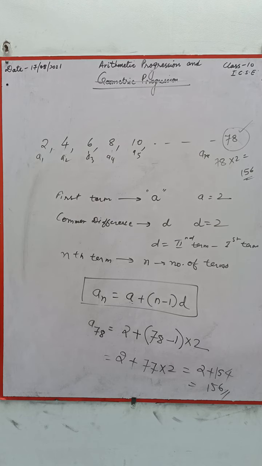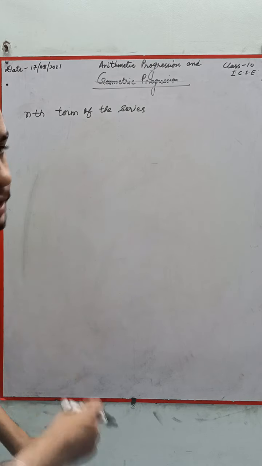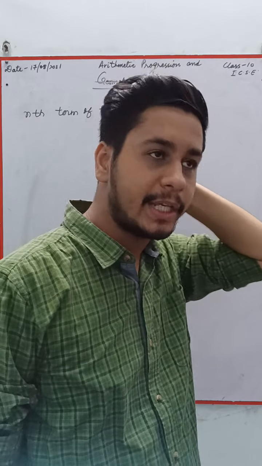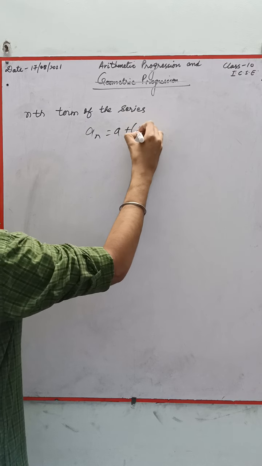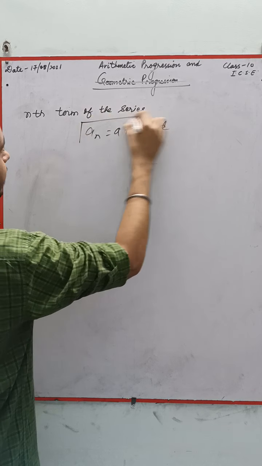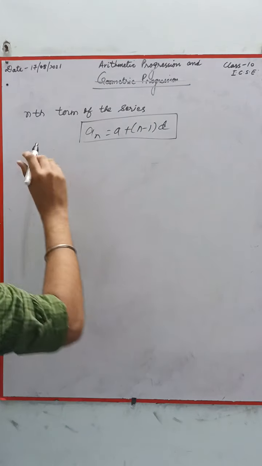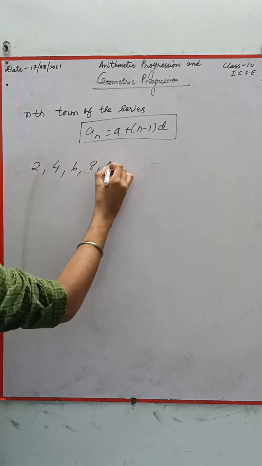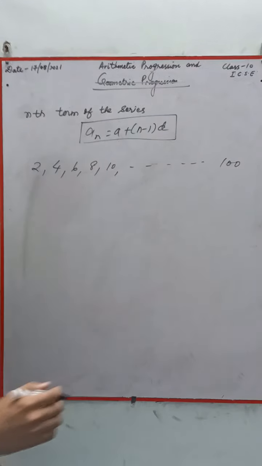Okay, so summing up, the nth term of the series, an, is equal to a plus n minus 1 into d. This is the formula for finding the nth term of the series. Now say for example, the same series, let's take 2, 4, 6, 8, 10 and so on up to, say for example, 100.